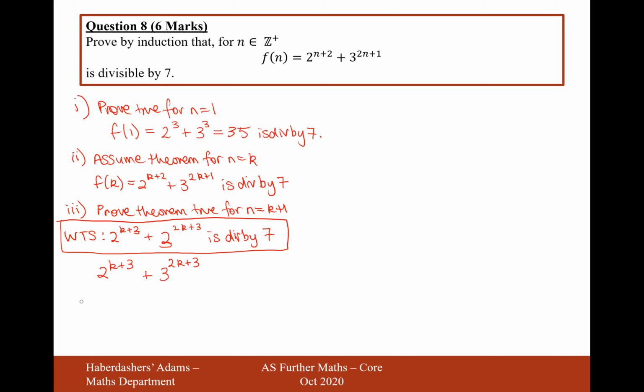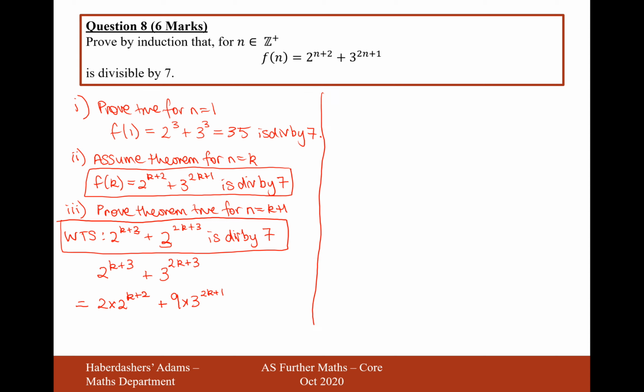Now, the first thing I do on these questions is reduce the powers on the indices here down to what they were in your assumption step, because we're going to have to bring in that assumption at some point. So what I'm going to do is split up the indices. I'm going to do 2 times 2 to the k plus 2 plus, I need to split up this into 3 to the power of 2k plus 1, so we need to take off 2 powers of 3 here, so that's going to be 9 times 3 to the power of 2k plus 1. Because I've taken off 2 powers of 3 there, 3 to the power of 2 is 9.